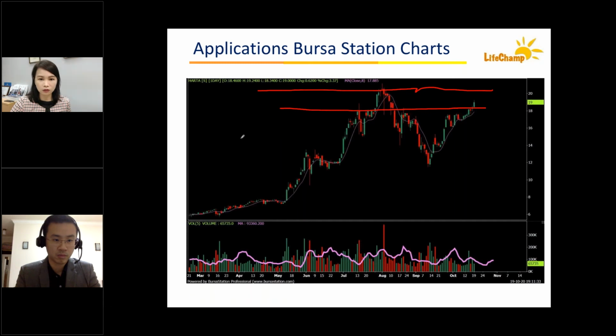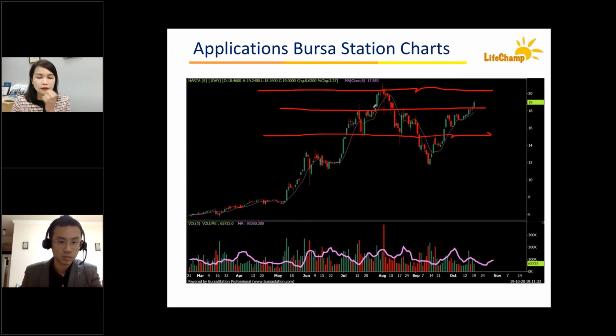All these horizontal lines have to run across from left to right. It's not like this one, because I do not have that horizontal line, so I use this drawing. But actually you have to draw it all the way across, because when you look back, this horizontal line could be a past support and resistance as well. So you see here, you draw lines.